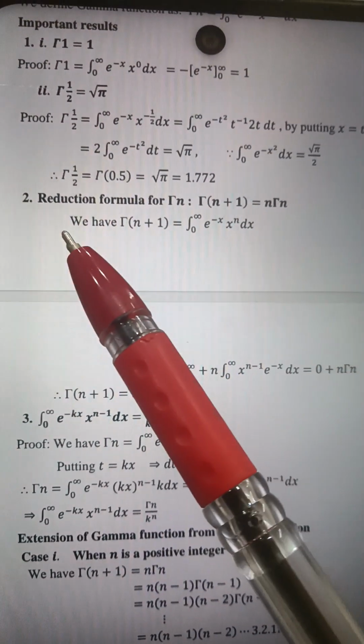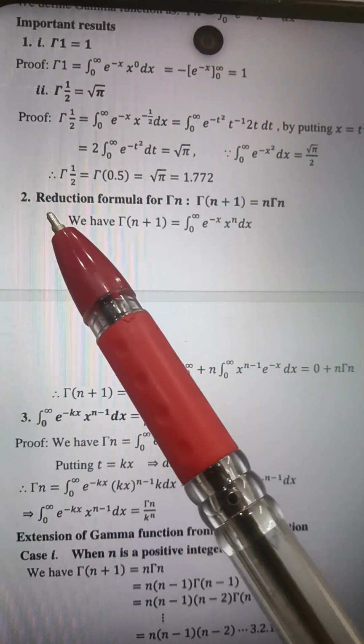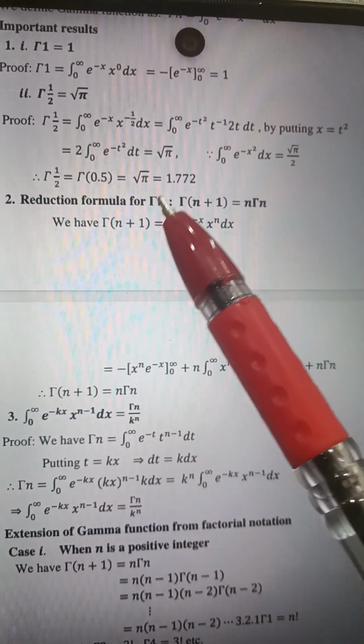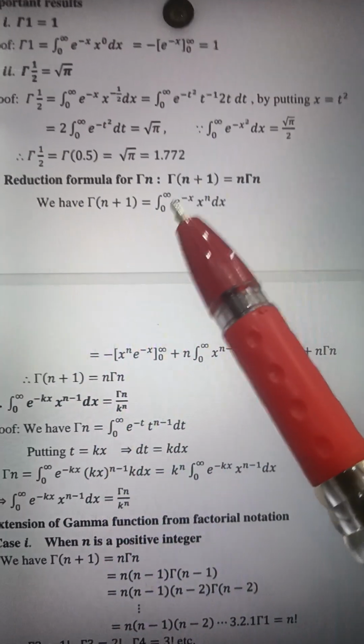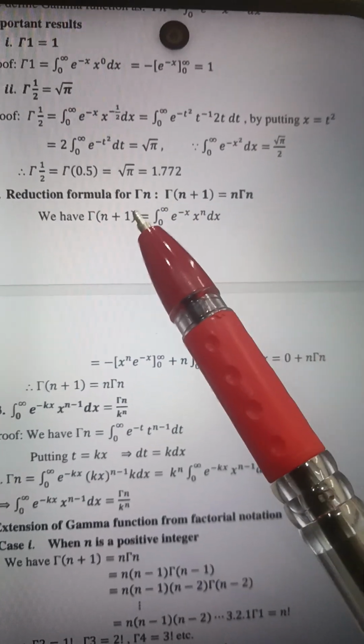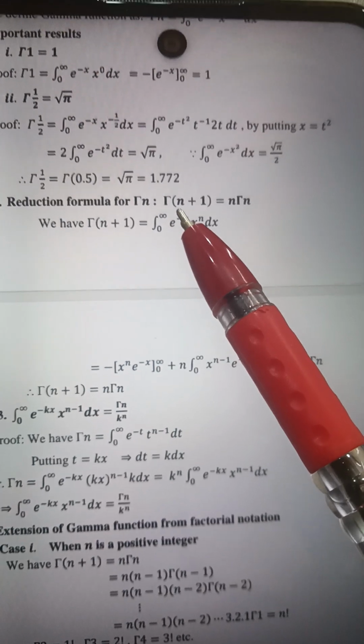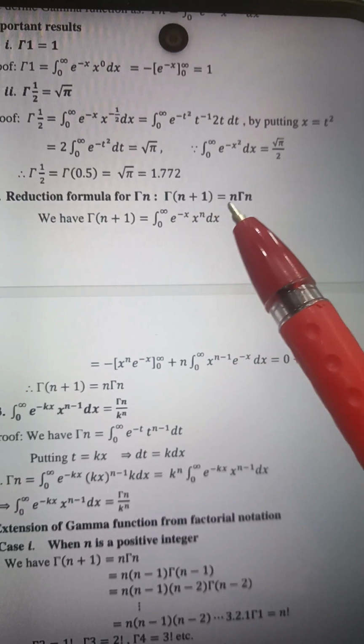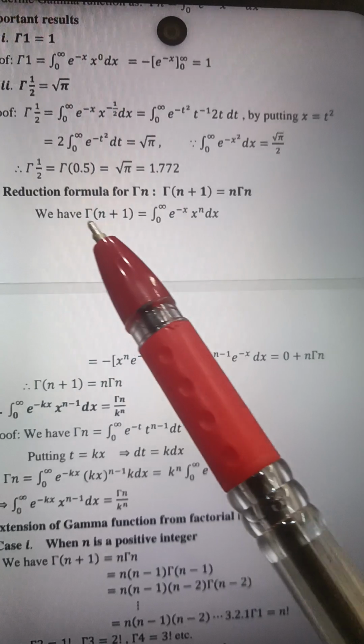Now let us start second one. Second, reduction formula. Reduction formula is also important. What we have to prove in reduction formula? We have to prove that factorial n plus 1 is equals to n factorial n.